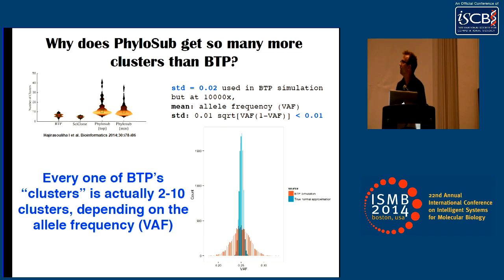So what that means is, and this is the sequencing, each one of those clusters is actually somewhere between 2 and 10 clusters, depending on the variant allele frequency. There's at least 2 that fit in here. So we think we're the ones getting the right answer here, because there are actually more clusters if you use the appropriate model for sequencing noise.